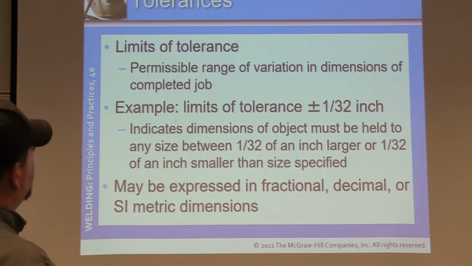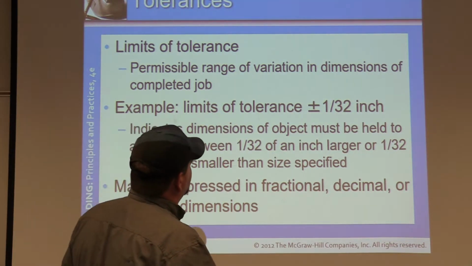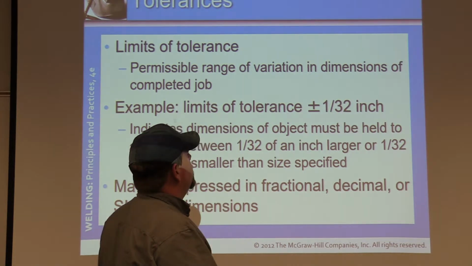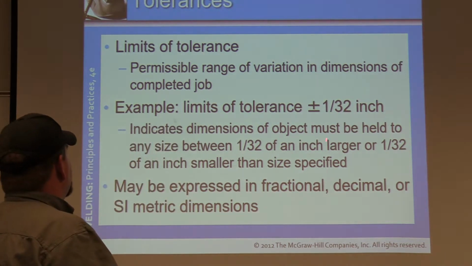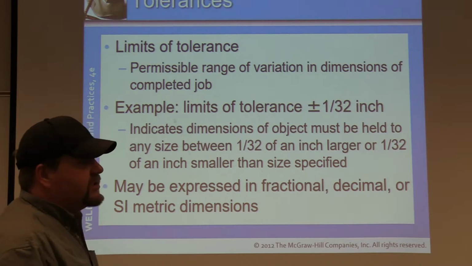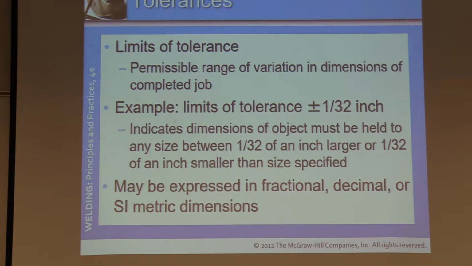Now in machining it may be 5 thousandths, okay, so it might be 0.005. In welding, for the most part, we're dealing with 1/32 of an inch, which is usually one of the smallest numbers that we're going to be dealing with. So what we can see here is it can be plus or minus 1/32.